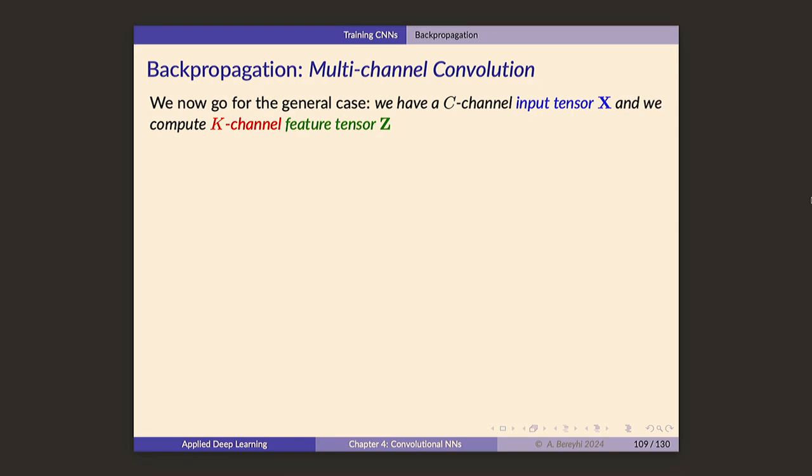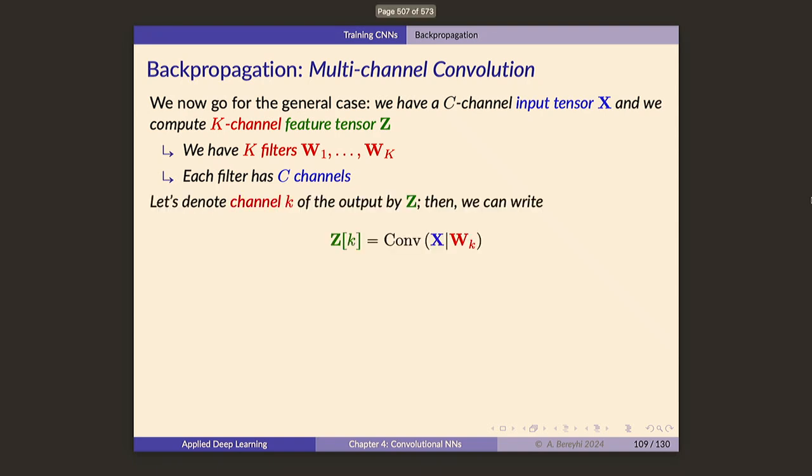And when I have K channel at the output, what does it mean? It means that my convolutional layer has K different filters, correct? Each of them C channel, right? Now, so I have W1 to WK. These are the K different filters that I have. Every single filter has C different channels. And again, I can open it up in form of the kind of convolution I had before.